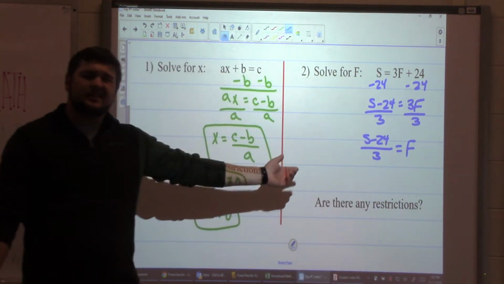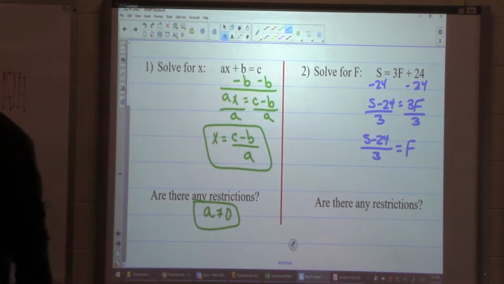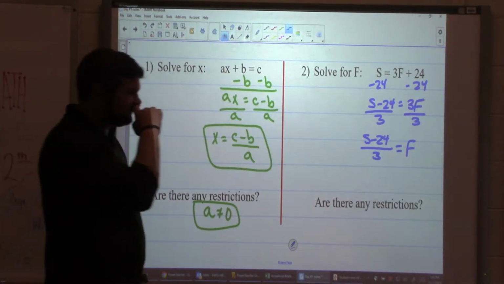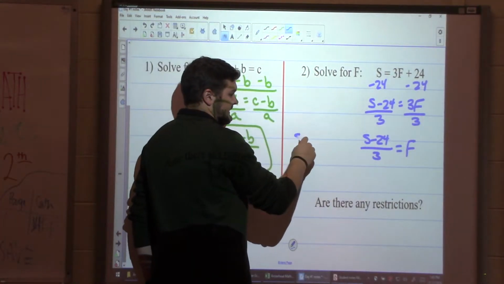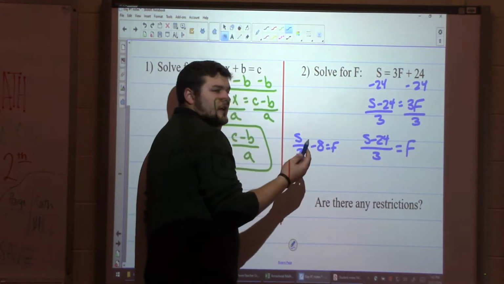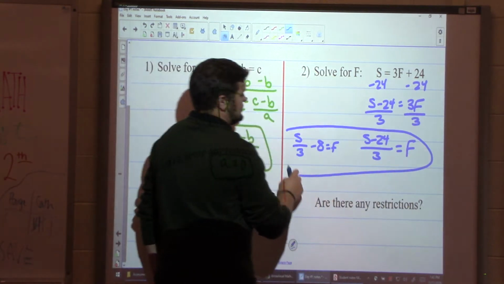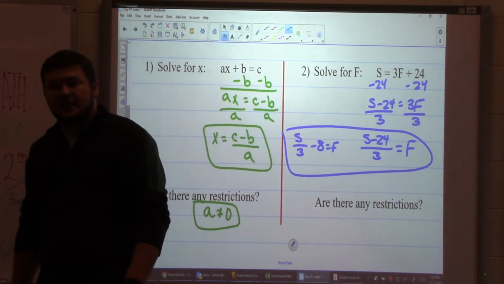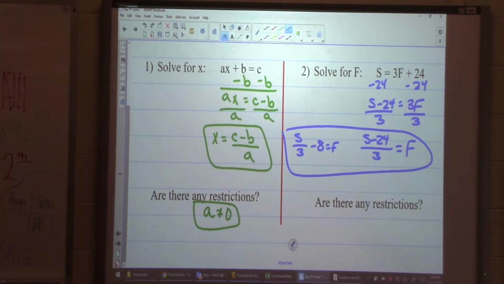Okay, could you write it a different way? Yeah, you could do it s over 3 minus 8. s over 3 minus 8 equals f. Right? Either one of these works. I'm not super picky about it. If you write that first way we found, I'm perfectly happy with that. If you want to split them up and reduce them, that's great as well.